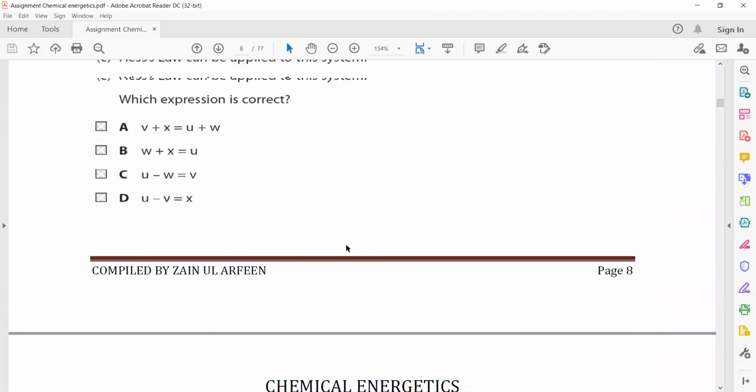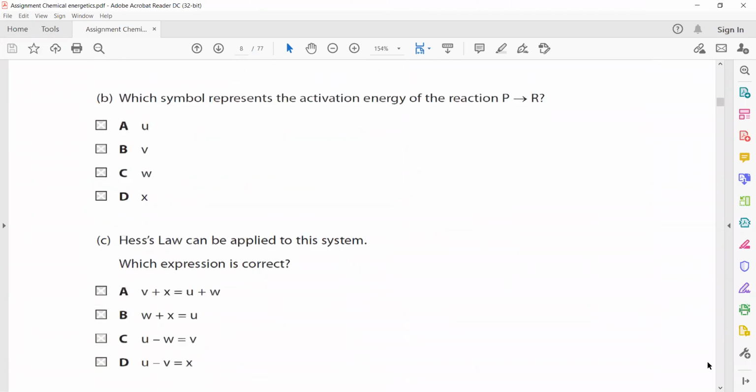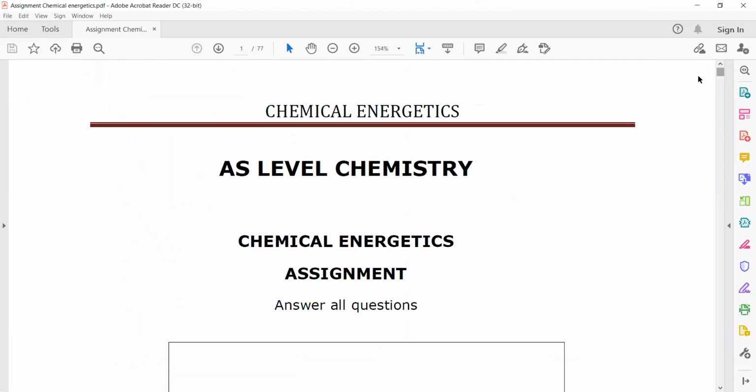So these are the questions from chemical energetics. Next session we will continue this discussion and discuss more questions from unit 2 topic chemical energetics. Any question related to the class today?